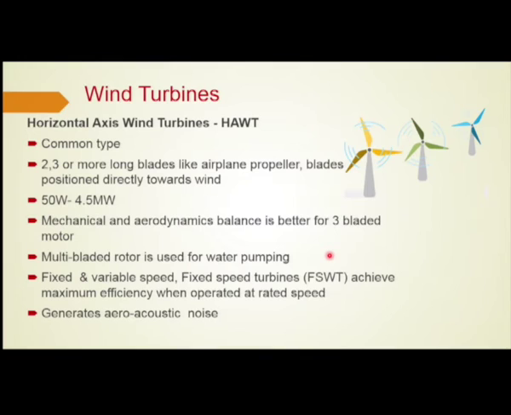Another disadvantage with the wind turbine, particularly the horizontal axis wind turbine, is that it generates aeroacoustic noise, which disturbs the birds, and it is an environmental hazard to birds and animals.